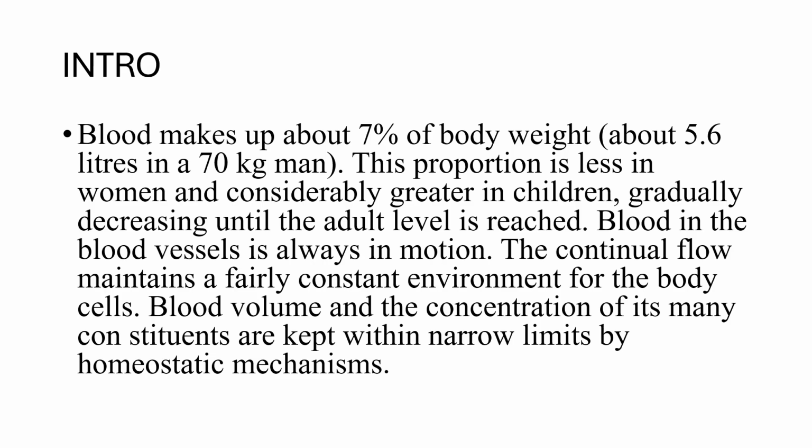So still under the introduction, blood makes up to 7% of the body weight. You can calculate that by taking your body weight and dividing it by 7. So it makes up to 7% of body weight, which is about 5.6 liters in a 70 kg man. So for a man that weighs 70 kg, the blood in the body is about 5.6 liters. The proportion is less in women and considerably greater in children.